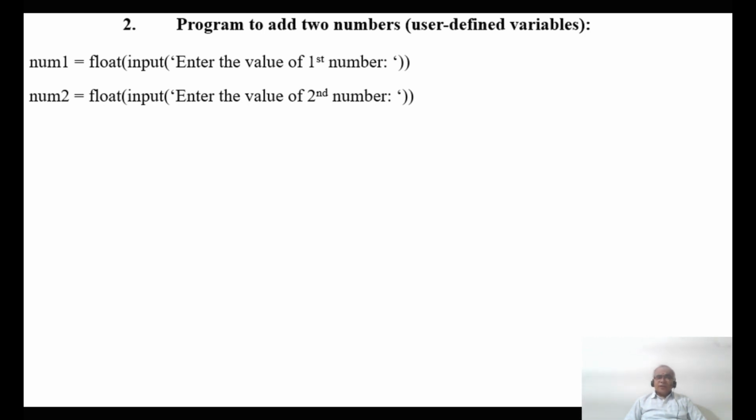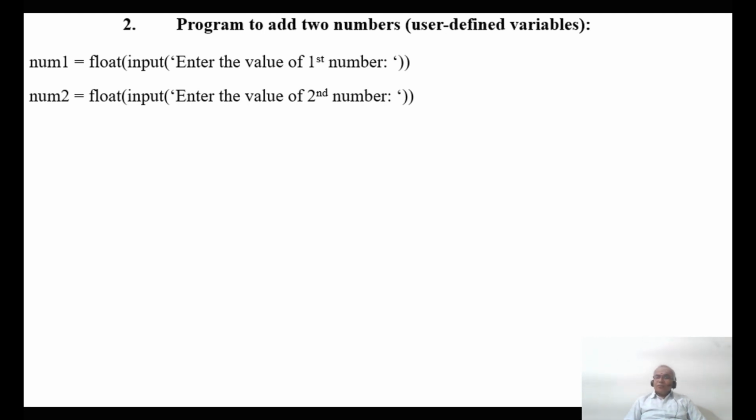Why am I using this float? Because in Python, whatever you give as input will always be considered a string. But if it is a string, I cannot add, I cannot multiply, I cannot do mathematical operations. That is not possible. So I need to convert the string to either an integer or a float. So what is a float? A float is nothing but a number which has a decimal point. If it is a round number, it becomes an integer without a decimal point.